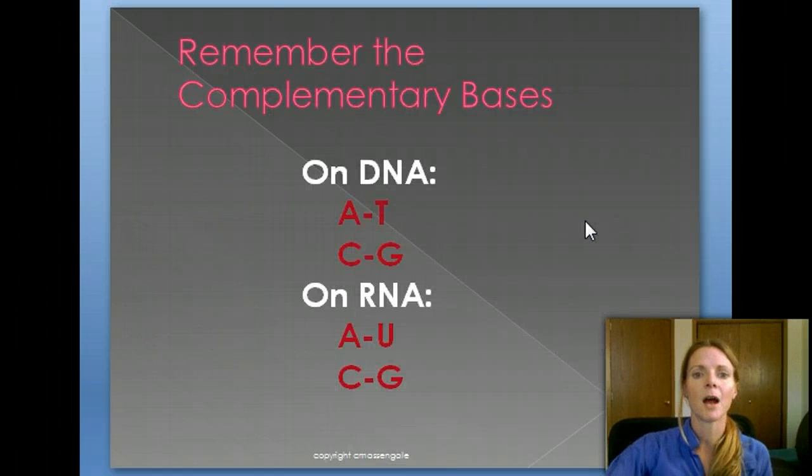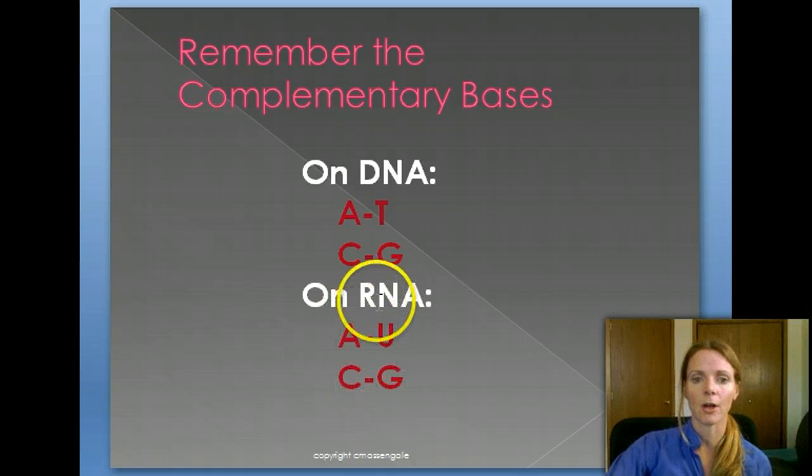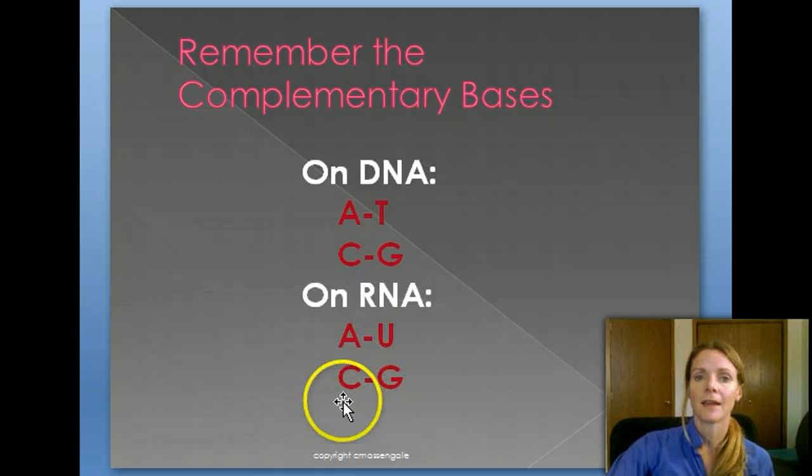So remember those complementary bases we talked about. In DNA, adenine goes with thymine and cytosine goes with guanine. Well, remember on RNA you don't have T. So here's where I want you guys to remember that on RNA, adenine is always going to pair with uracil, and cytosine is always going to pair with guanine.